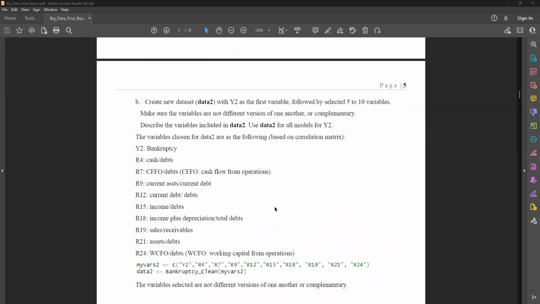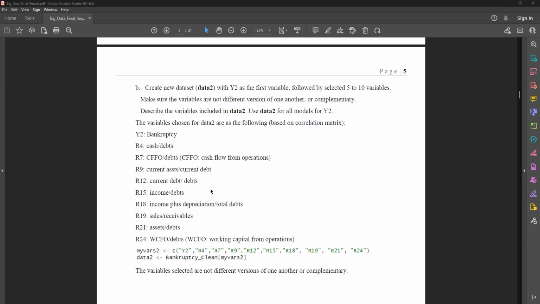So for the variables related to Y2, it's based on the correlation matrix. So there are some overlaps with the variables with Y1, but not a lot. So the first one is R4, cash over debts. R7, cash flow from operation over debts. R9, current assets over current debt. R12, current debt over debts. R15, income over debts. R18, income plus depreciation over total debts. R19, sales over receivables. R21, assets over debt. And R24, which is working capital from operations over debts. The variables selected are not different versions of one another or complementary.